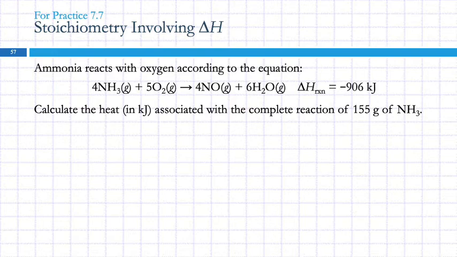Okay. Ammonia reacts with oxygen according to this equation. Calculate the heat in kilojoules associated with the complete reaction of 155 grams of ammonia. We have a chemical equation, and we're talking about amounts of stuff.